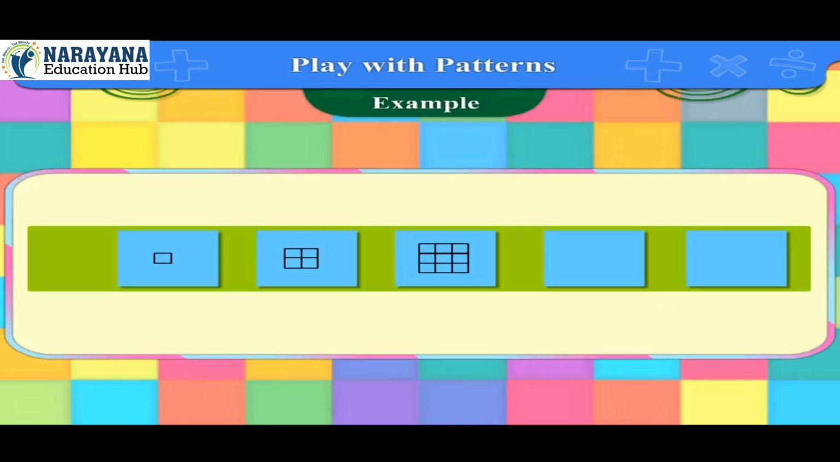Example. Complete the following pattern given below. In the first pattern, we are given one square, then squares in the pattern of 2 by 2, then squares in the pattern of 3 by 3. Thereafter, the squares in the pattern of 4 by 4 and lastly, squares in the pattern of 5 by 5 will follow.